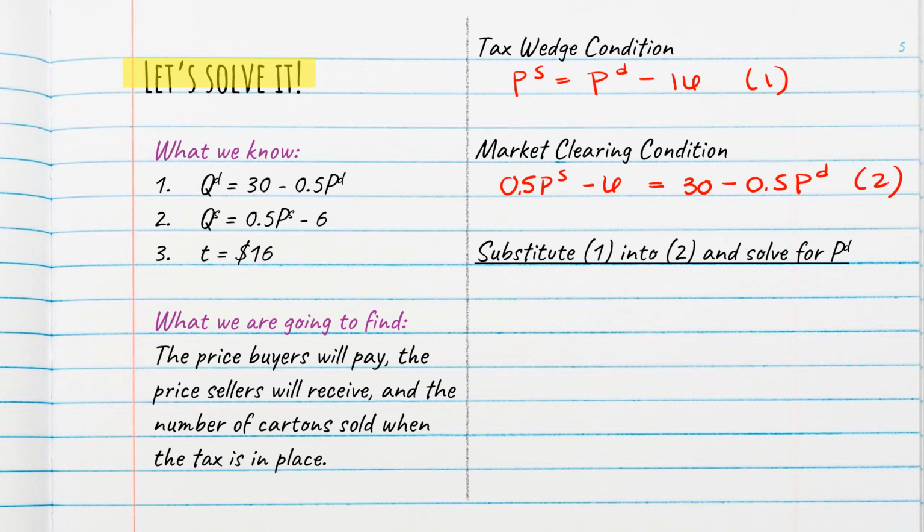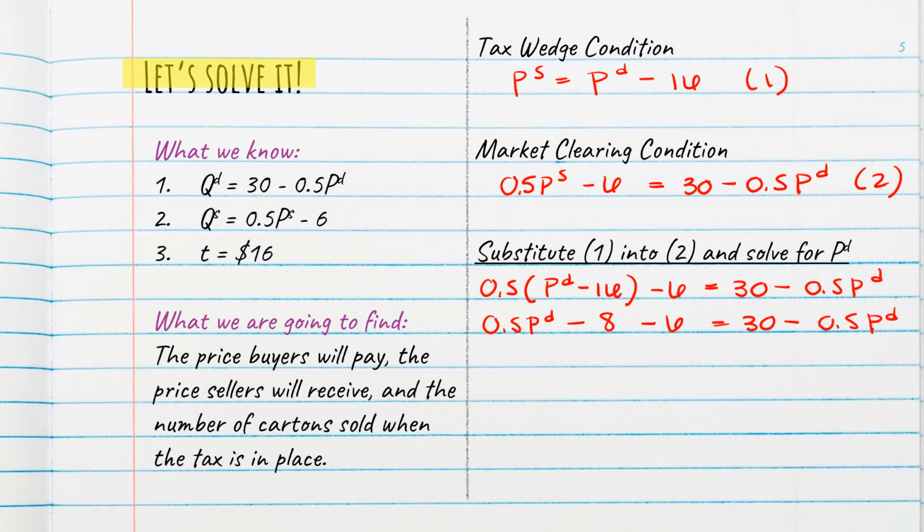I'm going to substitute equation 1, the tax wedge condition, into equation 2, eliminating PS and allowing me to solve for the buyer price. So I have 0.5 times (PD minus 16) minus 6 is equal to 30 minus 0.5 PD. You've just substituted in what I know about the seller price. I have to do a little bit of simplification. I get 0.5 PD minus 0.5 times 16, which is 8, minus 6 equals 30 minus 0.5 PD. From here, we can shuffle all of our P terms to the left side of the equation. 0.5 plus 0.5 is 1. So I have PD is equal to 30 plus 14. And finally, we can conclude that the buyer price is equal to $44. We'll call that equation 3.